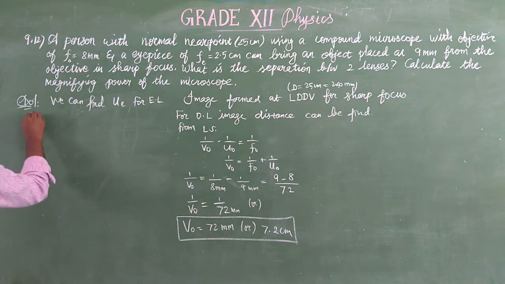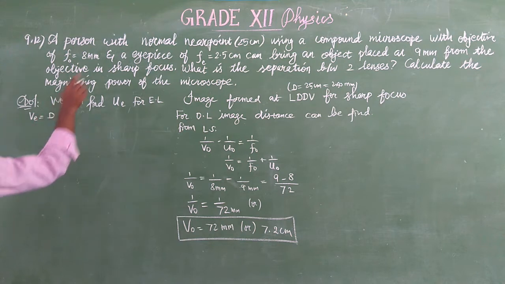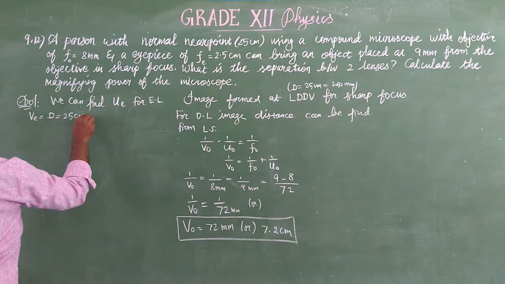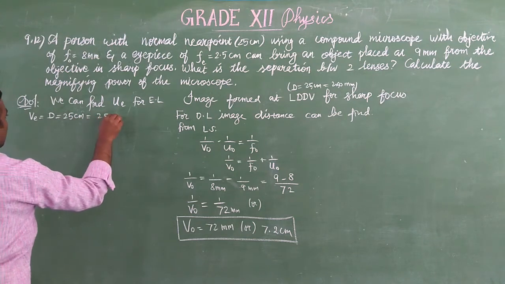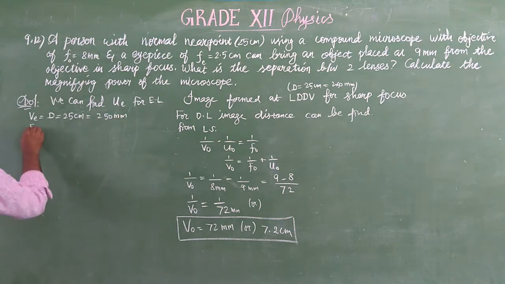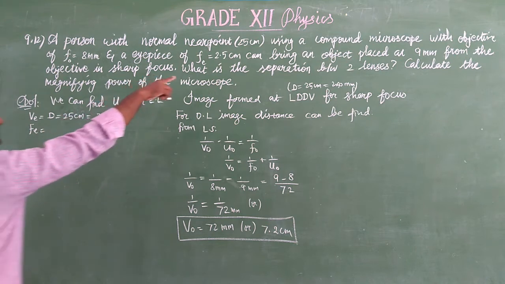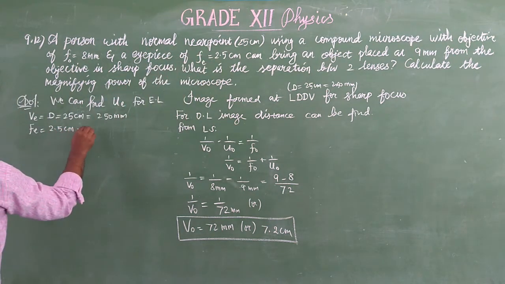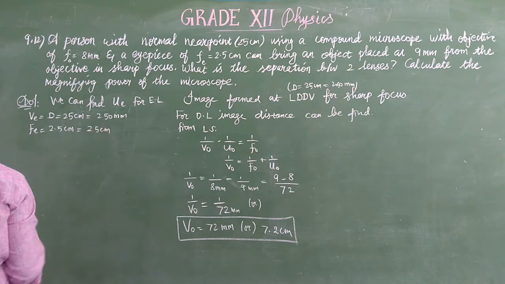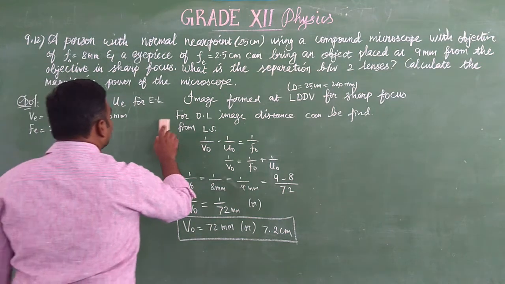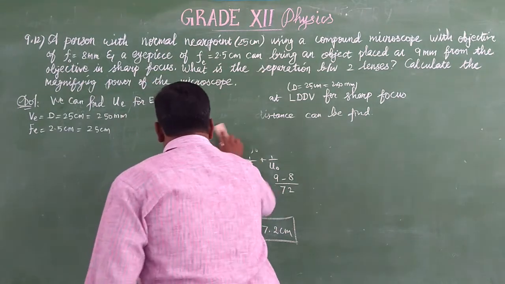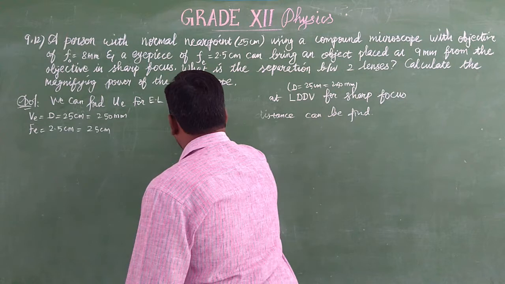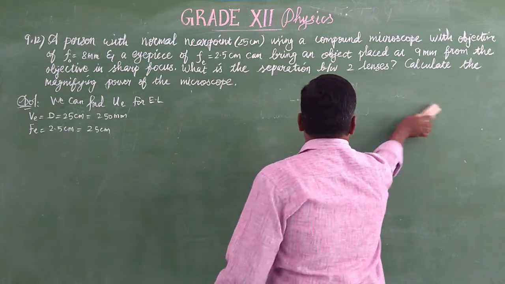In this case, the final image is obtained at the least distance of distinct vision, that is equal to 25 centimeter. In millimeter, it is 250 millimeter. Also, the focal length of the eye lens is given. What is the focal length of the eye lens? It is 2.5 centimeter, which is equal to 25 millimeter. So using the lens formula, we can determine the object distance of the eye lens.